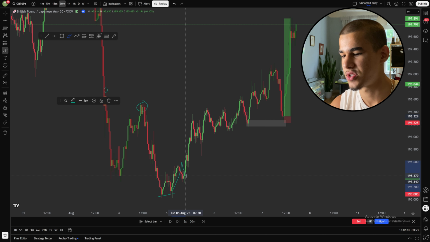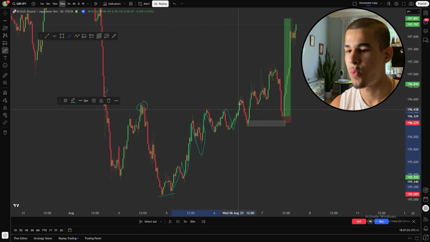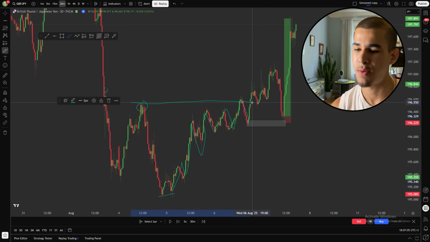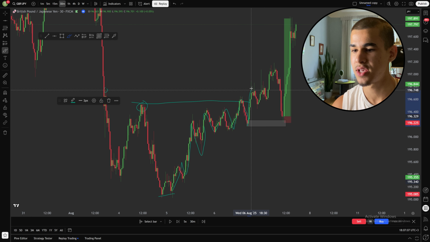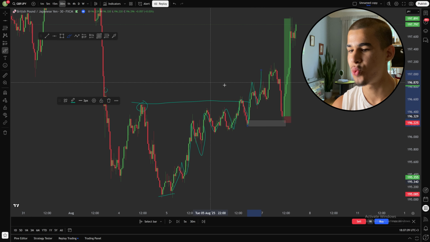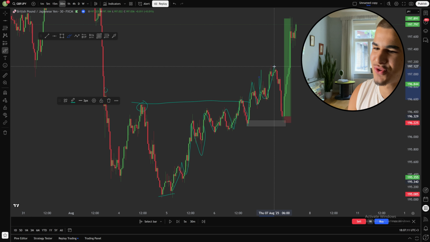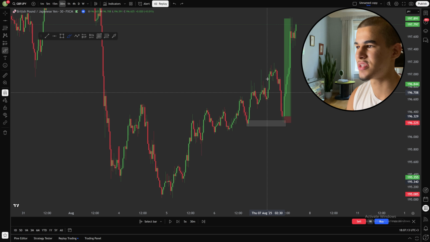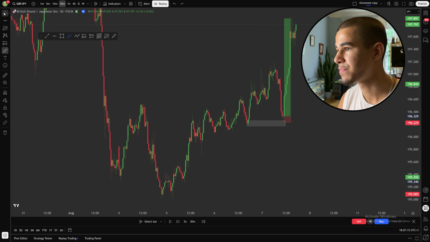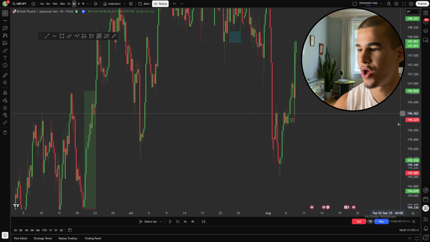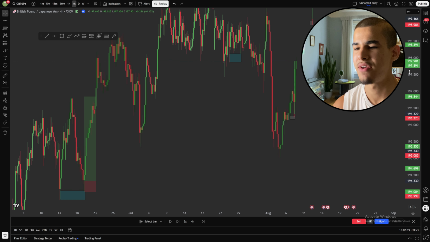We failed to take out lows and started making bullish structure. Once we took out this high, I'm starting to consider taking buys. Once we took out this high into all this clear space, I'm definitely looking to take buys. Also, if I go to a higher time frame, for example the 4 hour, we're also coming off a very strong area.